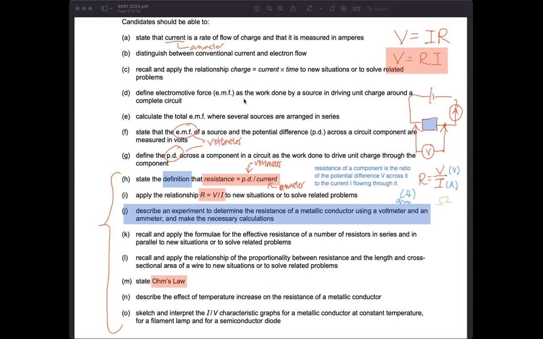Okay, so that's how you actually calculate the resistance of every metallic conductor in a circuit. To find the resistance of this metallic conductor, we just need to put a voltmeter across it and then put an ammeter through it, and then use this formula, you're able to calculate the resistance of this metallic conductor. Is that clear? If this is okay, please give me a thumbs up.